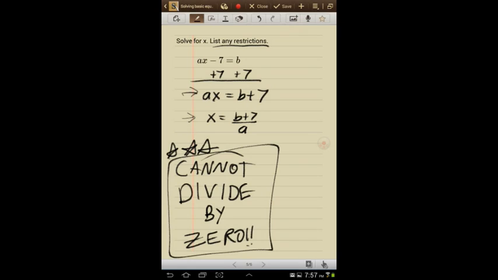So what we're going to do here is just say a cannot be 0. X will always be b plus 7, that quantity divided by a, as long as a isn't 0, because you can't divide by 0. That's all the restriction is. It's telling you what value will prevent you from getting an answer.